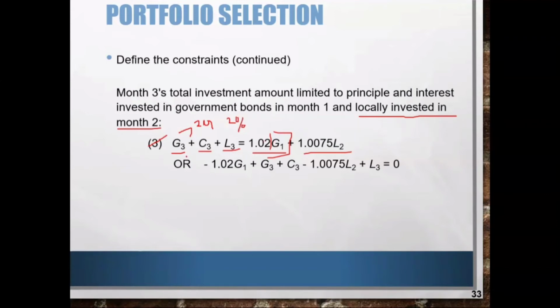So by the time we reach month 3, we see that at the end of month 2 the government bonds have already grown 2%. So month 3 starts with the 1.02 growth from the government bonds of month 1, while the local investment has already grown by 1.0075 in its second month. Or you can use this constraint if you are not comfortable with the first.